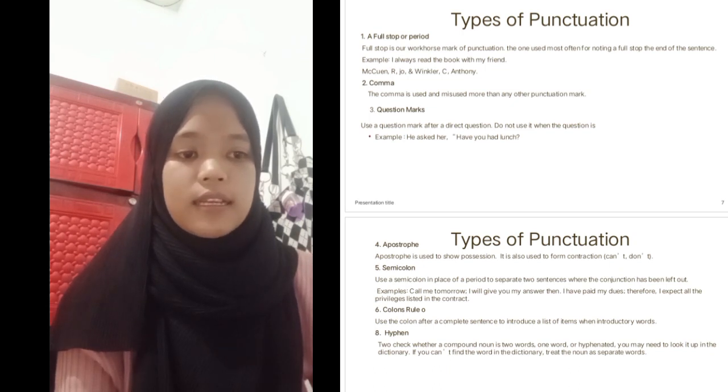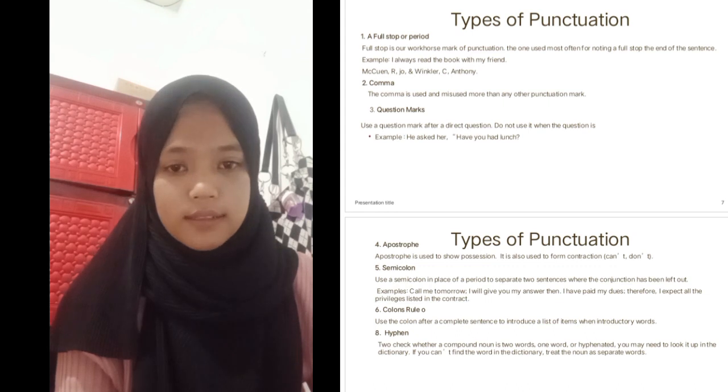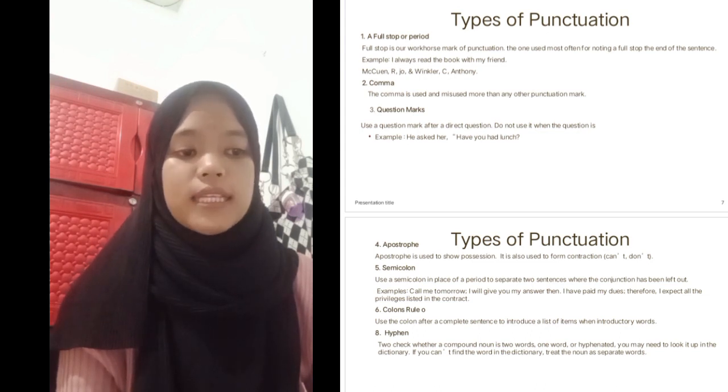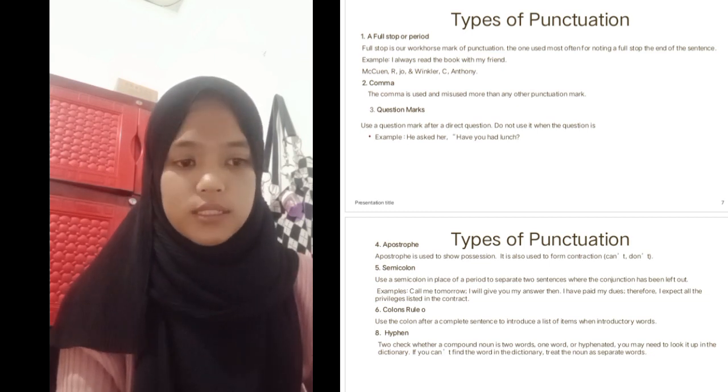Use a semicolon in place of a period to separate two sentences where the conjunction has been left out. Example: call me tomorrow; I will give you my answer then. I have paid my debt; therefore, I expect all the privileges listed in the contract. Next is colon. The rule of colons: use a colon after a complete sentence to introduce a list of items when introductory words are used.